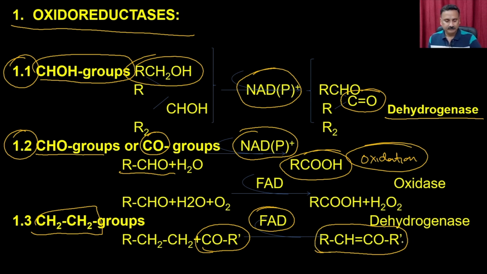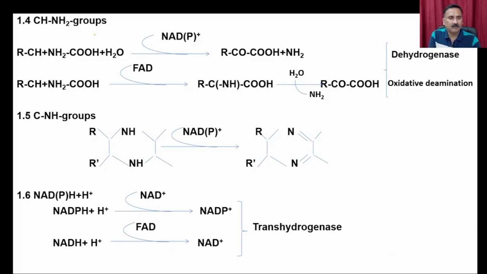Then we have other molecules like the CH-NH2 group. So 1.4 belongs to the CH-NH2 group, and that also catalyzes dehydrogenation reactions or oxidative deamination. These kinds of reactions are very common in some of the detoxification reactions, which we are going to discuss in detail also. Then we have the enzymes which work on the C-NH group, and they catalyze this kind of reactions.